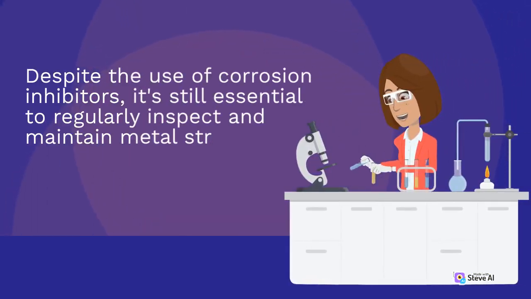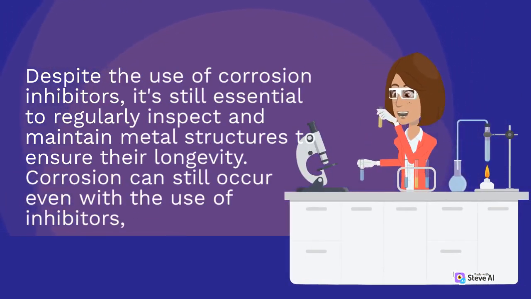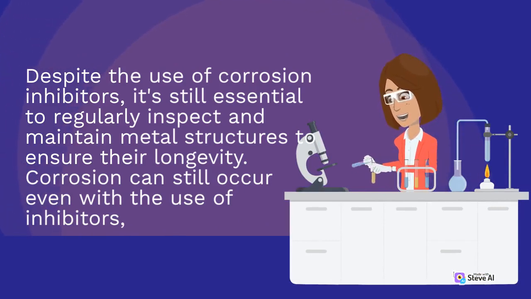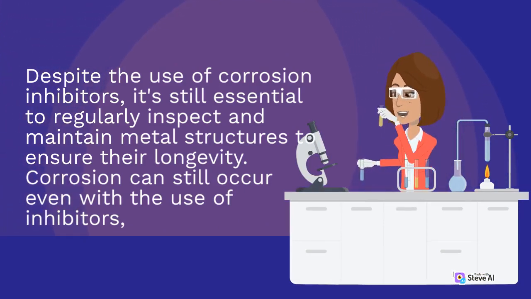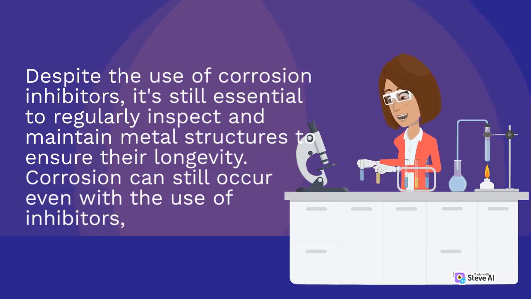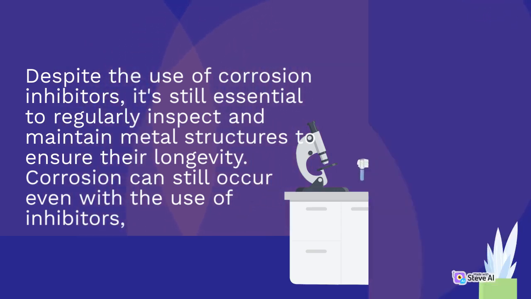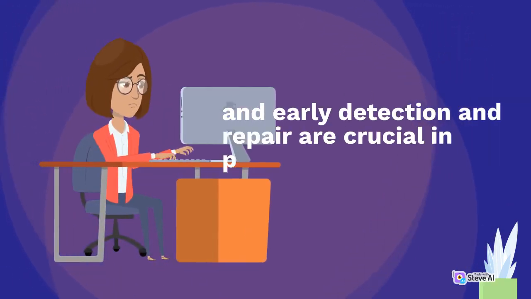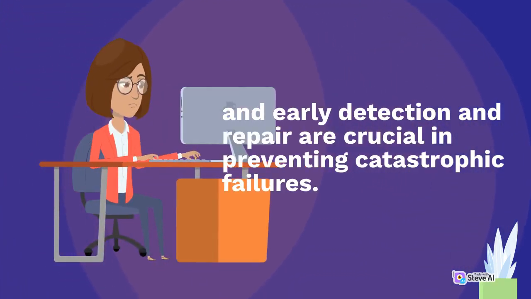Despite the use of corrosion inhibitors, it's still essential to regularly inspect and maintain metal structures to ensure their longevity. Corrosion can still occur even with the use of inhibitors, and early detection and repair are crucial in preventing catastrophic failures.